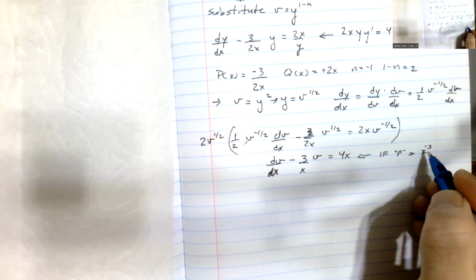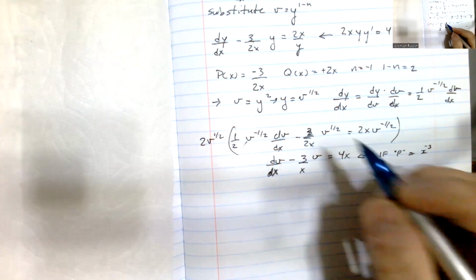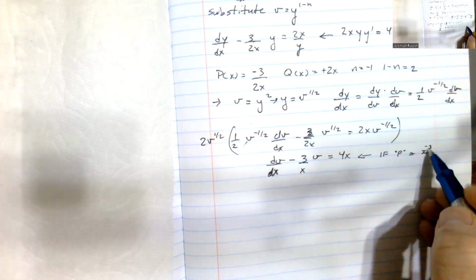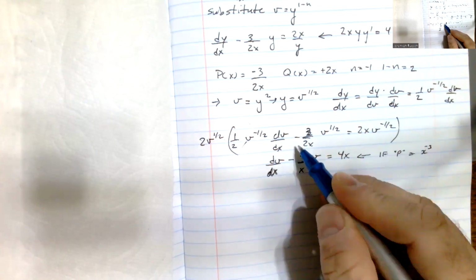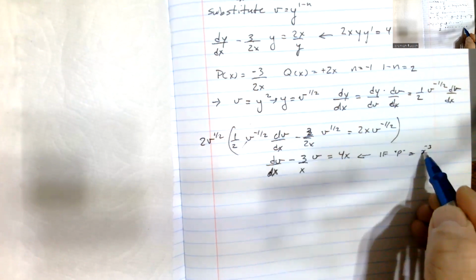Okay. Don't forget the sign. I just forgot that. This happens when you do this in your head. So you have a negative 3 here from the negative 3 here. That's going to give you an x to the negative 3. That's going to be the result.